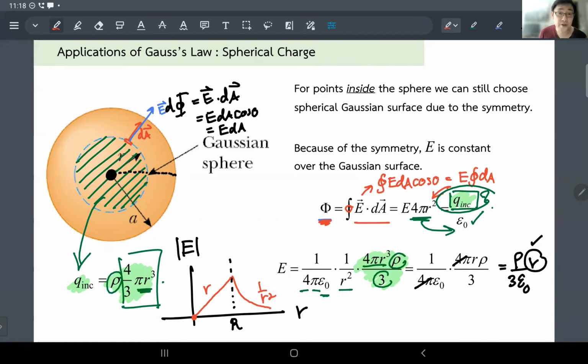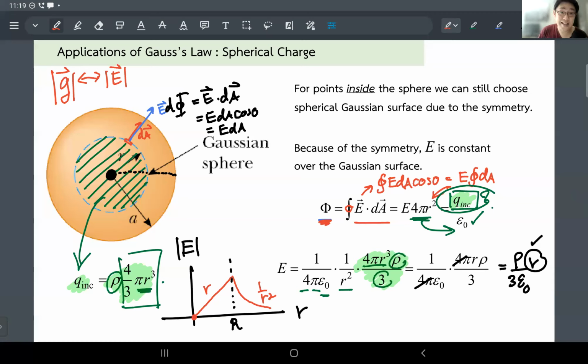And what's so good about this? Once you understand this, what do you get? You get the same explanation for gravity. Remember, we discussed since the beginning of this module that the electric field behaves just like gravity. So this explanation works for the gravity inside our Earth as well.